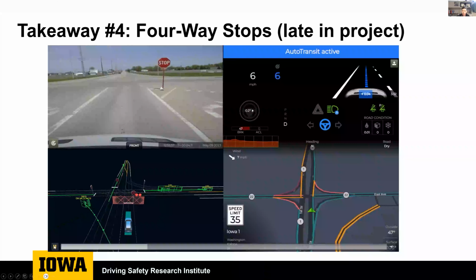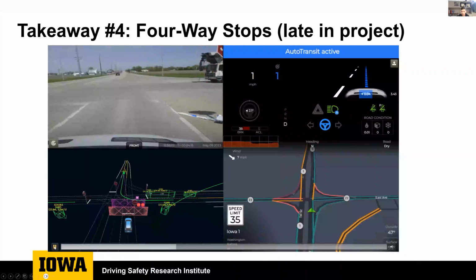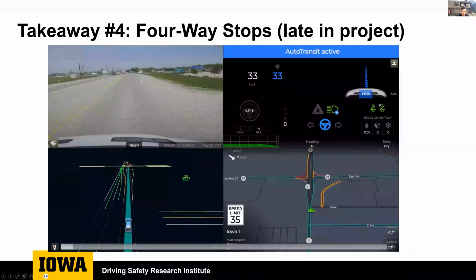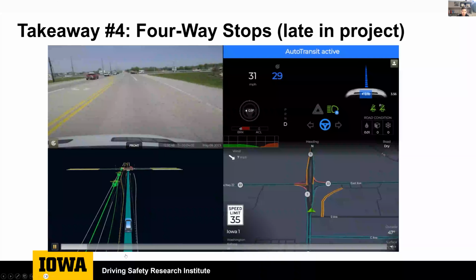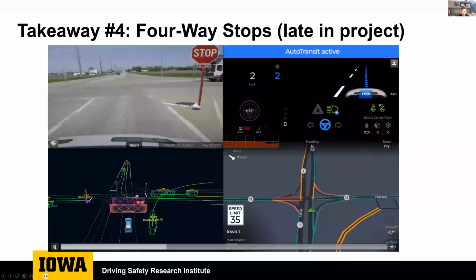And then the transit will not proceed through the intersection until it has come to that complete stop. That's why that creep was an issue. And then here you see us come to a complete stop. So the transit will come to a complete stop.